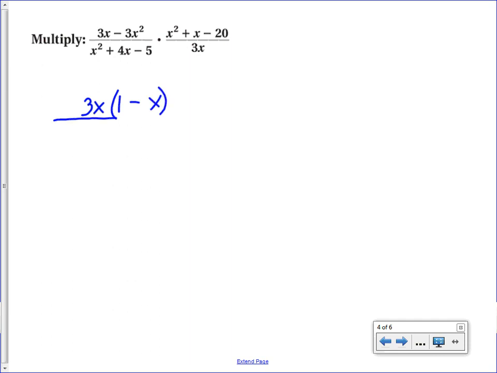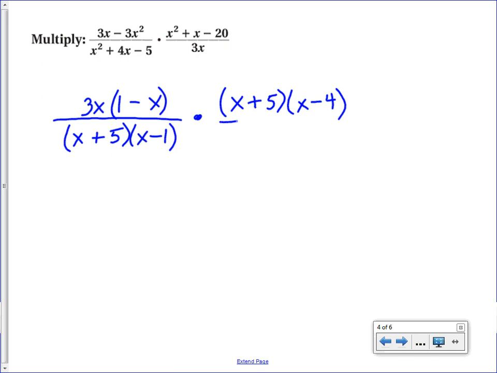In the denominator, I have x, let's say, plus 5 and minus 1, okay? And then in the other fraction, keep the multiplication sign there for now. On the top, I will have x plus 5 and x minus 4. And on the bottom, there's nothing I can do with that 3x, so I will leave it.